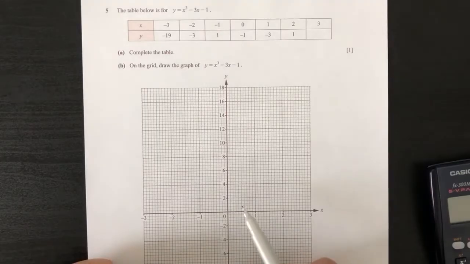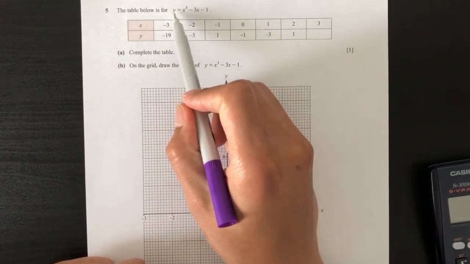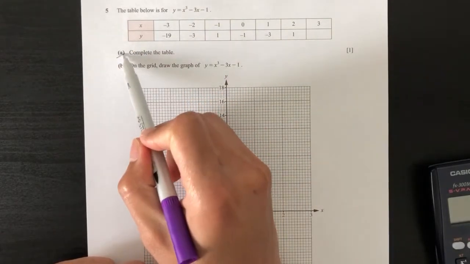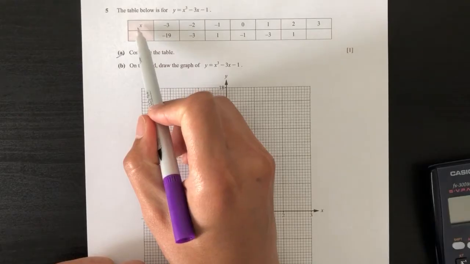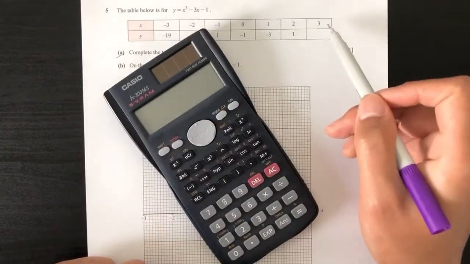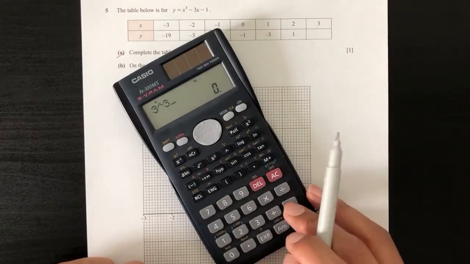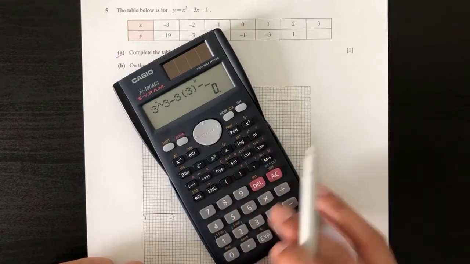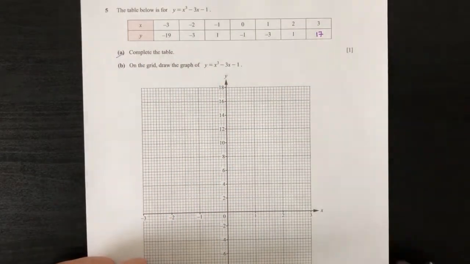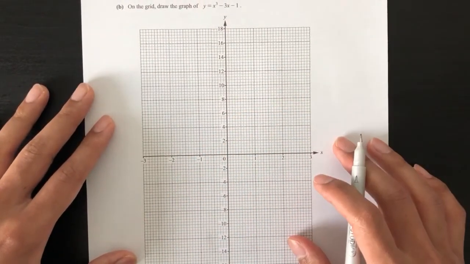On to question number 5. The table below is for this graph, this equation, y equal to x cubed minus 3x minus 1. Now we have to complete the table. So we have to replace x in this equation to find the value of y. So x equal to 3. So y becomes 3 cubed minus 3 times 3 minus 1. That becomes 17.